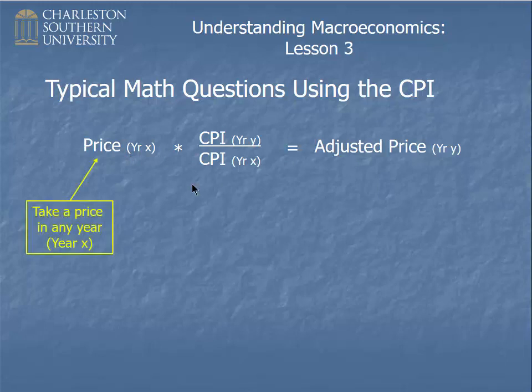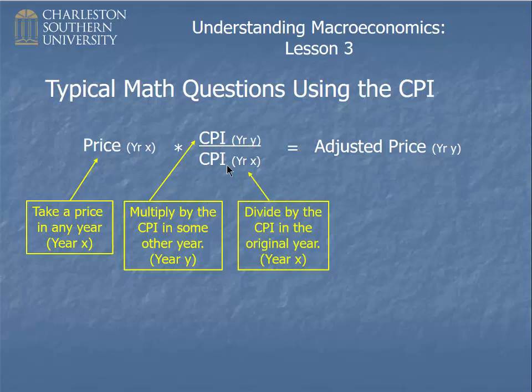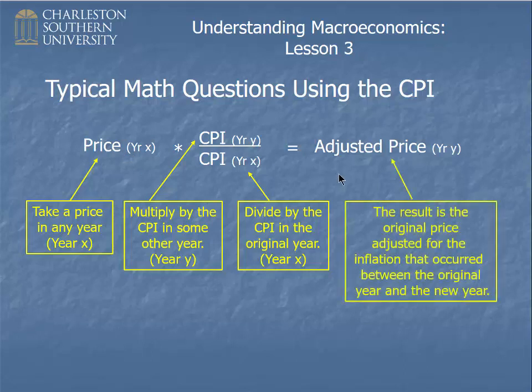You take a price in any year, let's call it year X, and you multiply by the consumer price index in some other year where you're trying to go. So typically this will be some year in the past, and typically this will be the CPI for the year that we're in. Then you always divide by the CPI in whatever year your data is in. Multiply by the CPI in the year you're trying to get to, and divide by the CPI in the year that your data is in. And that will get you a result that is the original price adjusted for inflation that has occurred between the original year and the new year. All right, so this is the inflation adjusted price.